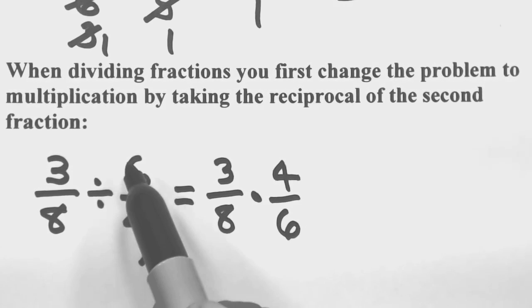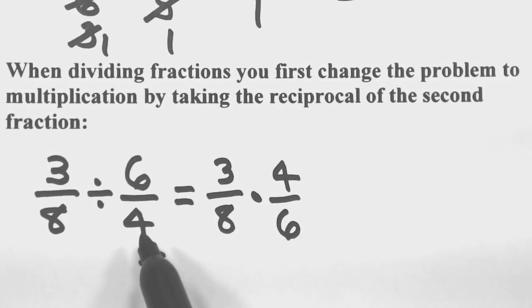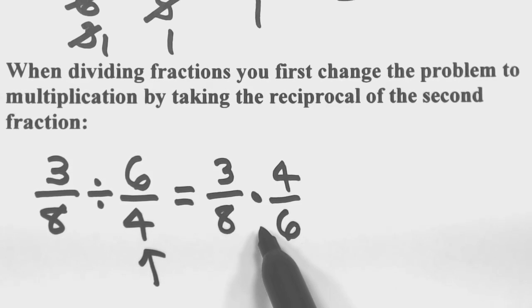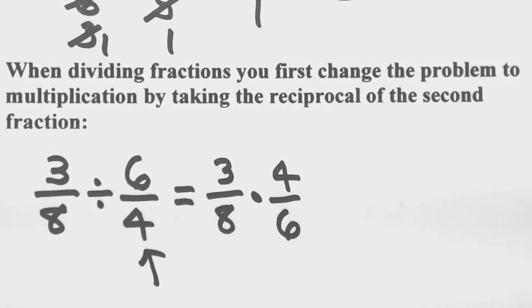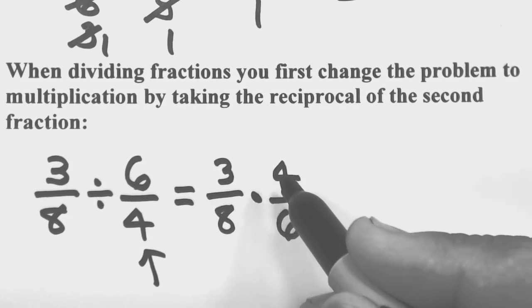No, you can't. Same thing between the 6 and the 4 here. What happens is this. You cannot cross-cancel division. Change it first to multiplication before you even think about cross-canceling. And now at this stage, when it's in multiplication form, go ahead and cross-cancel. Well, of course we can.